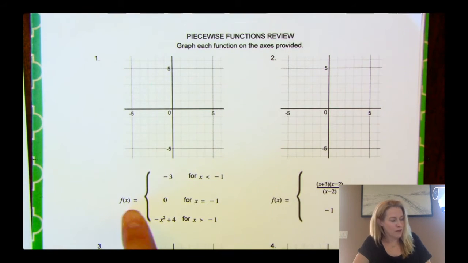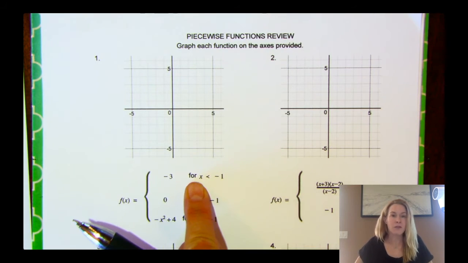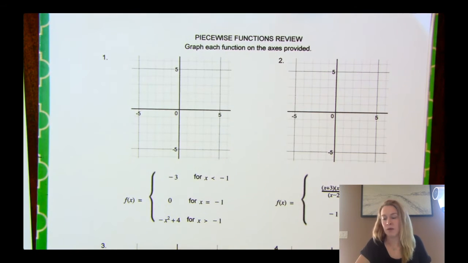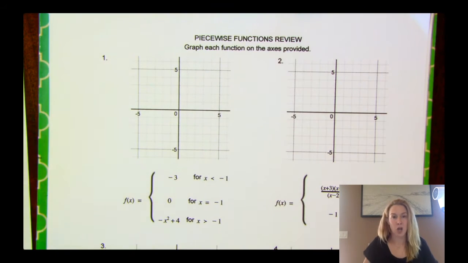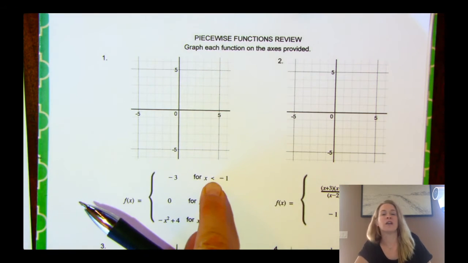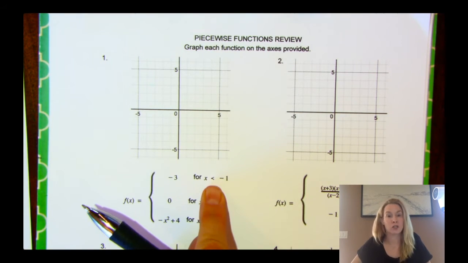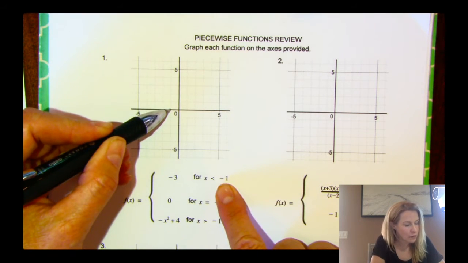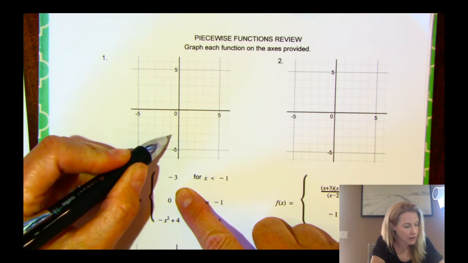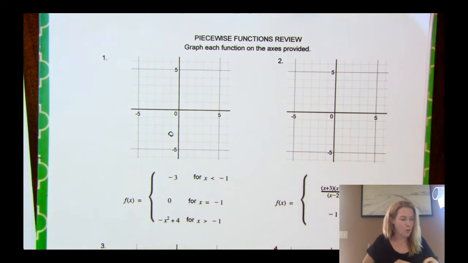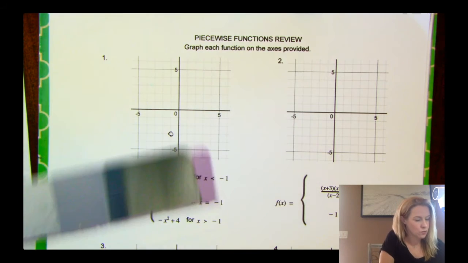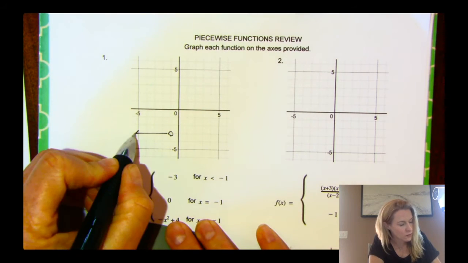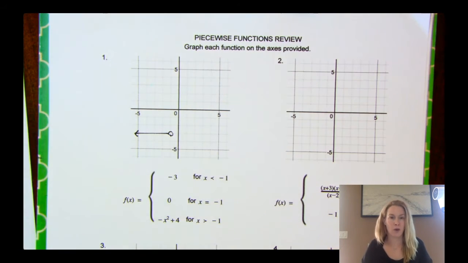For the first function, f of x, we're looking at -3 as the output value for all the values of x that are less than -1. -3, of course, is a constant function, and it says less than, not less than or equal to, so I know I'm going to have an open circle there. So I'm going to go to, let's see, -1 would be here, and I want to go down 1, 2, 3, to -3. I have an open circle there. And then I want my linear function to continue to the left, and I can just put an arrow there to represent that it keeps on going.